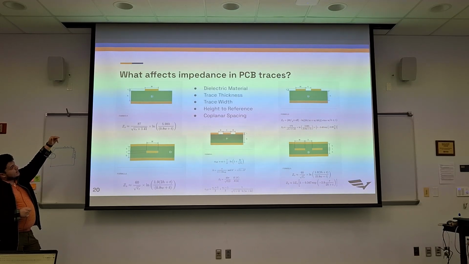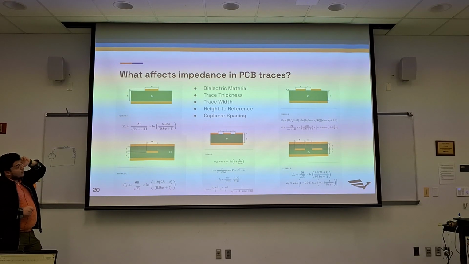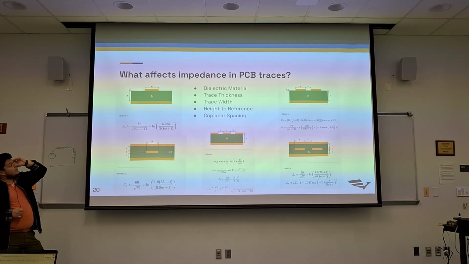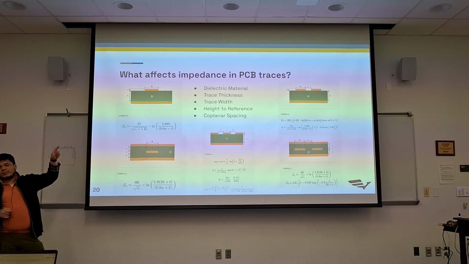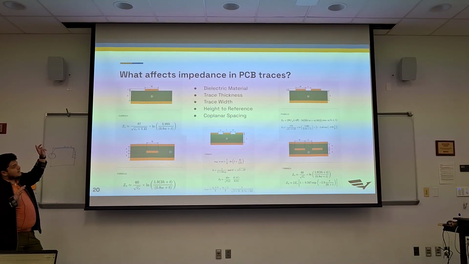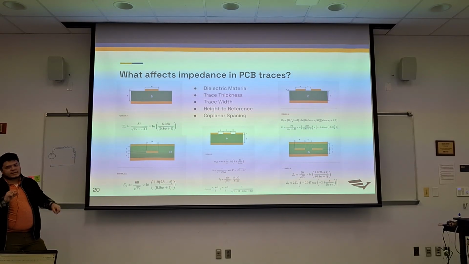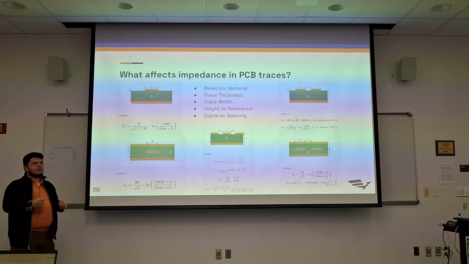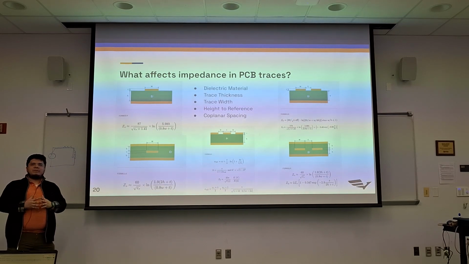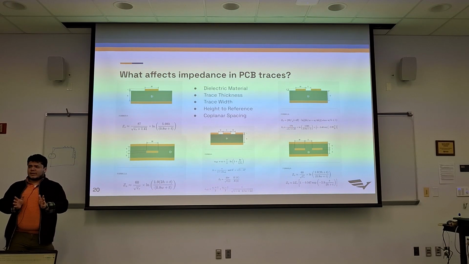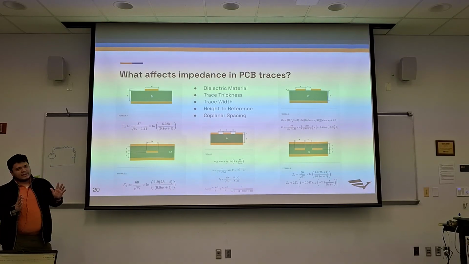So, dielectric material, trace thickness, trace width, height to reference, and coplanar spacing. There are a few things that we can control here, right? We can't control the dielectric material. That's kind of predetermined for us. That's FR4. It has a specific dielectric constant. We can control the trace thickness, that's 1 ounce, 2 ounce, 3 ounce, etc. For the moment, let's say we can't control that. All of the boards, the only copper in the world that we can get is 1 ounce. So let's not design for it.